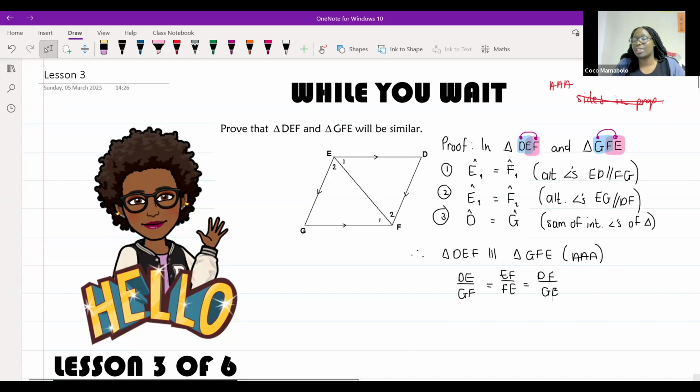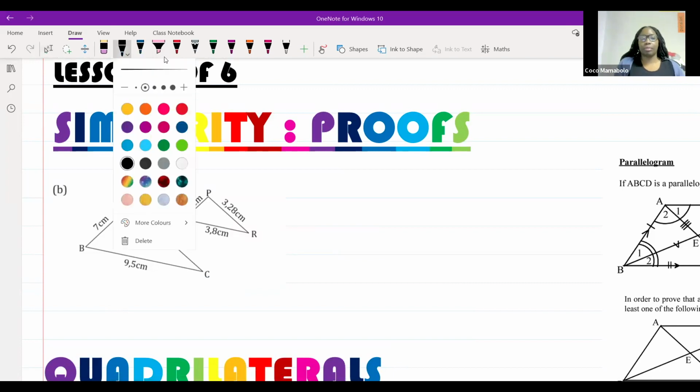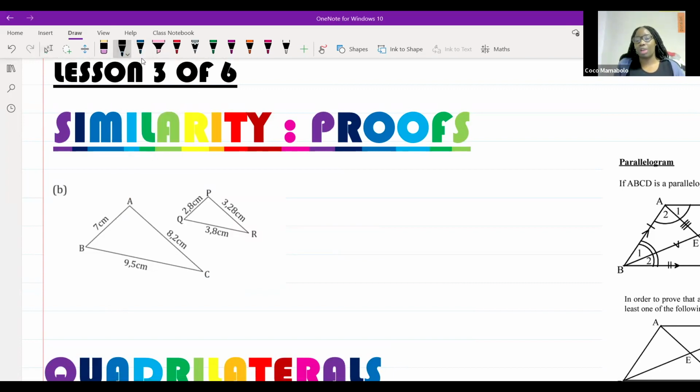All right, let's get into today's lesson. Today, we're going to be learning about, okay, one more proof, and then we're actually going to be going into quadrilaterals. So today, we're going to be looking at these two triangles over here, and we're going to prove that they are similar. We can't use angle, angle, angle, because we don't have any angles. We're going to have to use sides in proportion. So let's start by mapping out our two triangles.